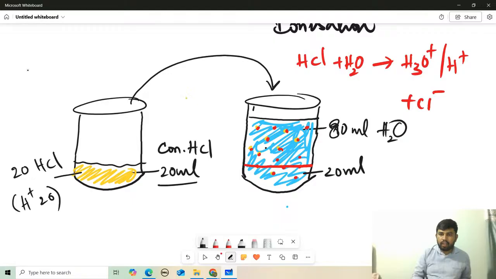Now tell me, is 20 ml in 20 ml? Is it 20 plus ions are there? Answer is no. Why? Because now the HCl molecule is spread everywhere. That's why, what we can say in dilution.